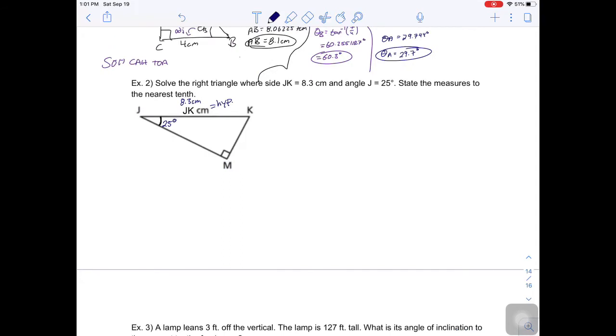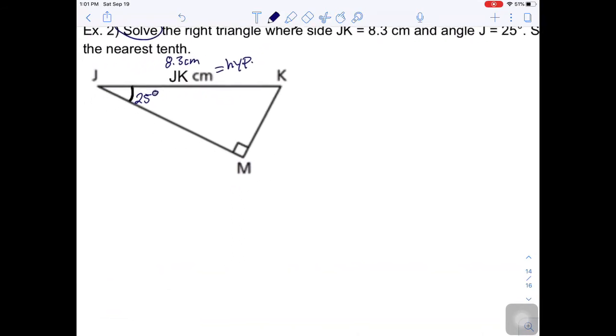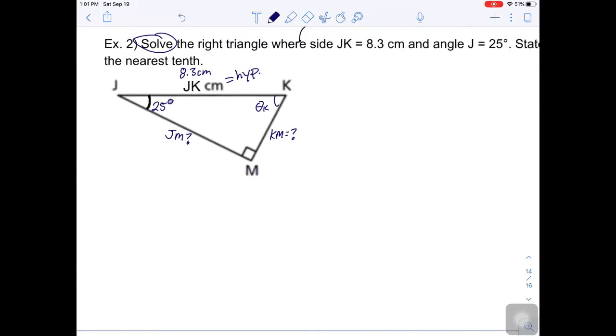Okay, now it wants us to solve the triangle. AKA, we need to find K to M. We also need to find J to M. And we're also going to have to find angle K. Okay, so we have a bit of work on our hands here. Now, think about the easiest thing you could solve for right now.